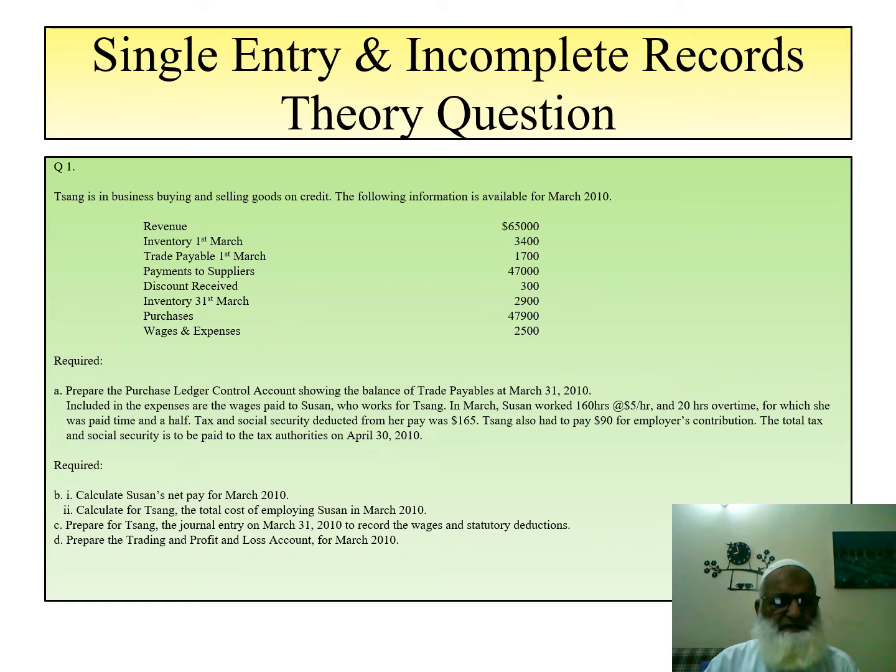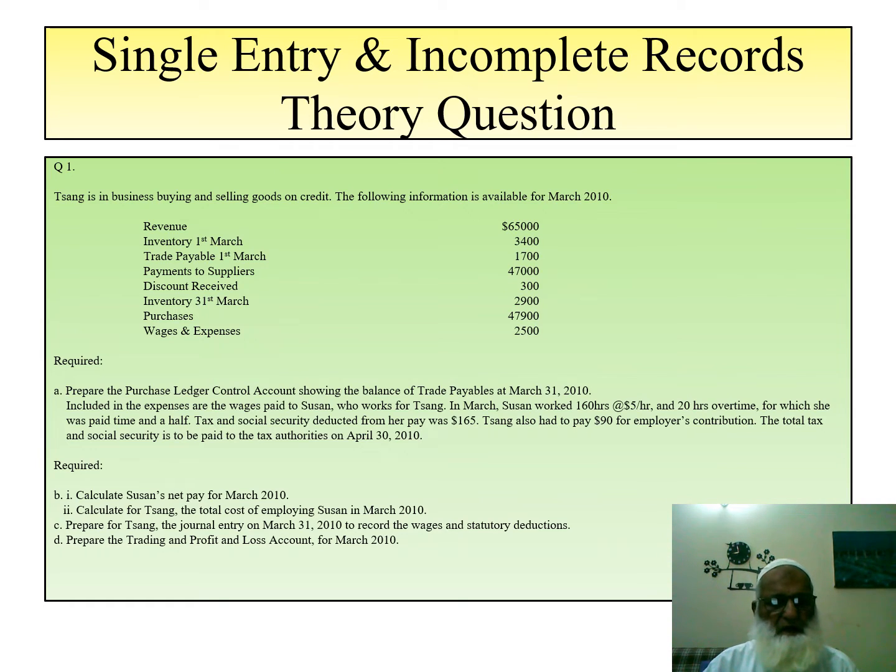Zhang is in business buying and selling goods on credit. The following information is available for March 2010. Revenue is $65,000. Opening inventory on 1st March is 3,400. Trade payable is 1,700.